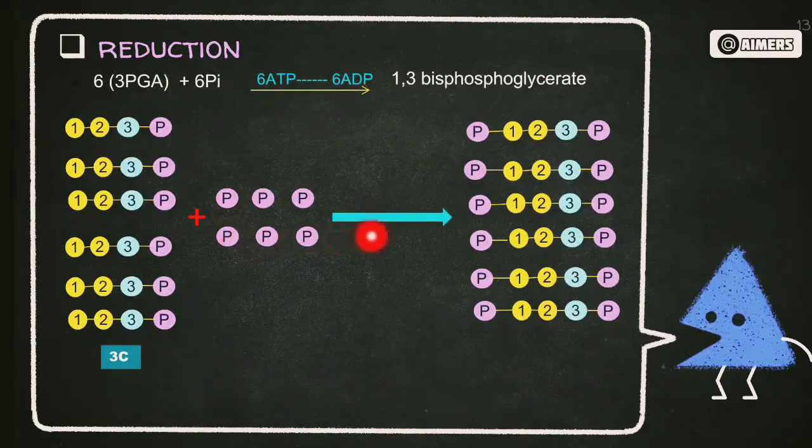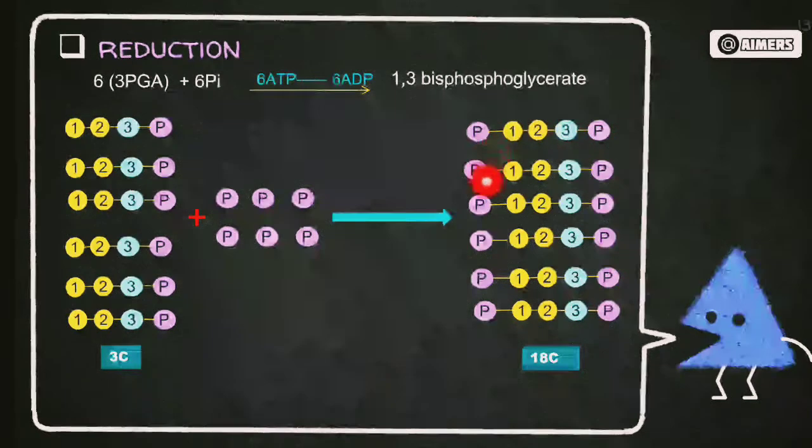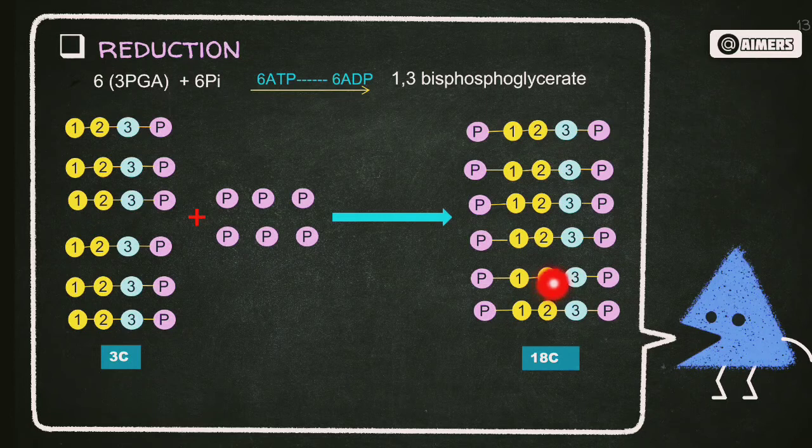Like all of these phosphates are then attached to the carbon number 1 of phosphoglyceric acid. You see here that carbon number 1 of phosphoglyceric acid, so it is called 1,3-bisphosphoglycerate. Got it? And how many carbons are present in 1,3-bisphosphoglycerate? 18 carbons are present in 1,3-bisphosphoglycerate. You see 3, 6, 7, 8, 9, 10, 11, 12, 13, 14, 15, 16, 17, 18. Got it? And the product is 1,3-bisphosphoglycerate. So reduction is basically the step where the 6 ATP molecules are used.